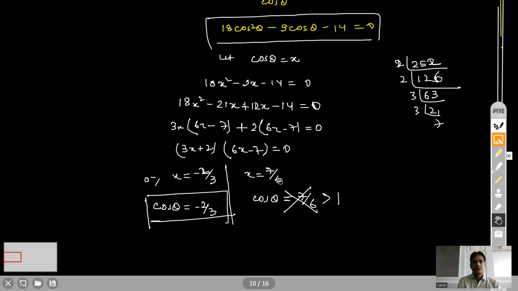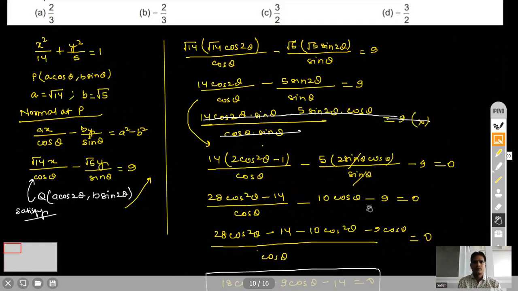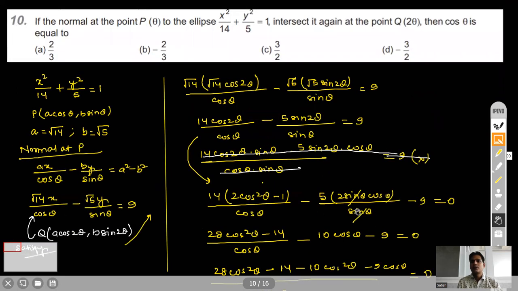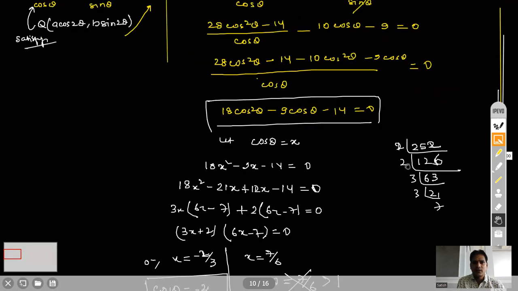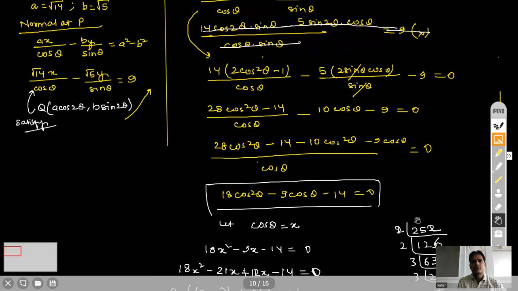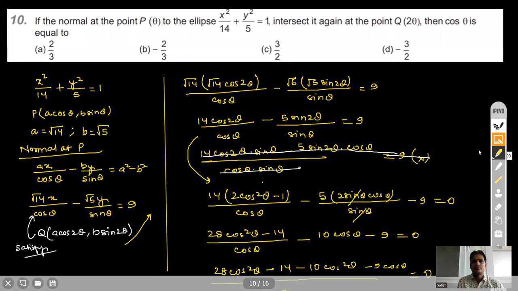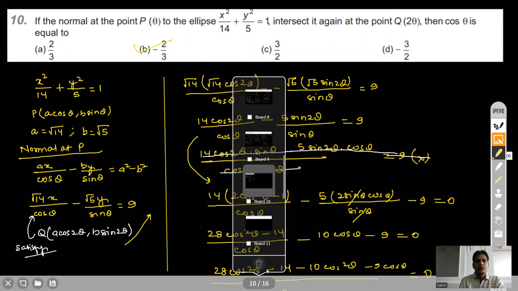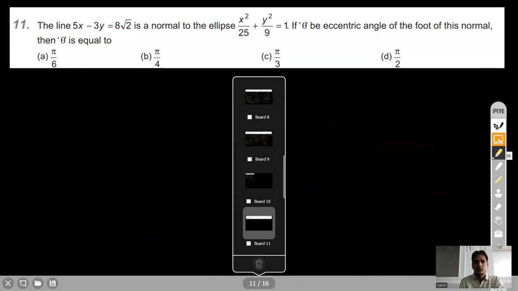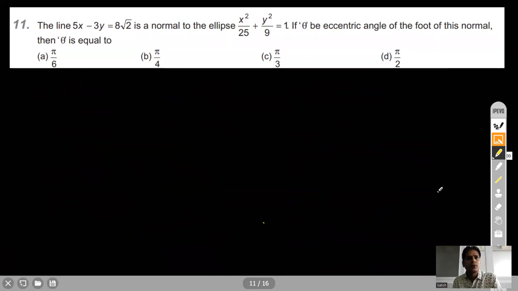So what was asked in the question? Yeah, we had to find the value of cos theta only. So how much is it coming? Cos theta is coming out to be minus 2 by 3, right? So this will be our answer. So question number 10, we are done. Then, okay, this is our question number 11. So hopefully the board works.